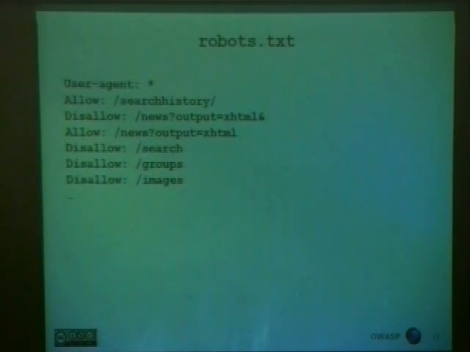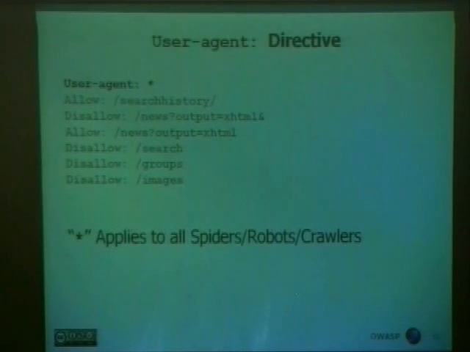So we have a number of statements within here. We have the user agent statement at the top, and then a number of allow and disallow statements. I'll cover those in detail now. The user agent directive essentially specifies the behaviour of an individual bot, sorry, an individual robot.